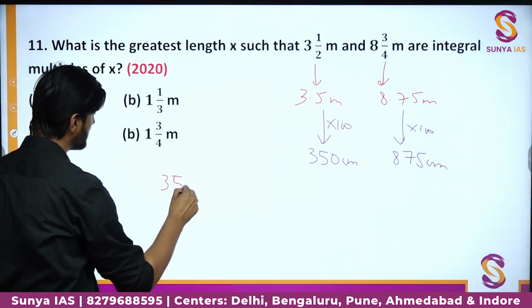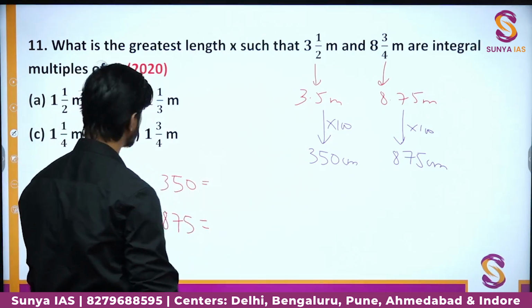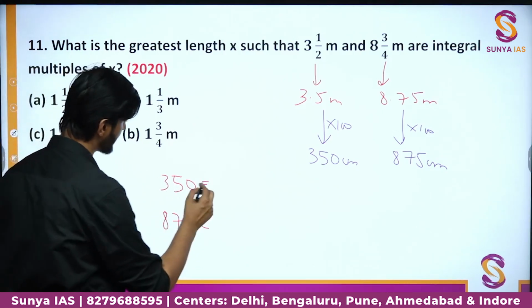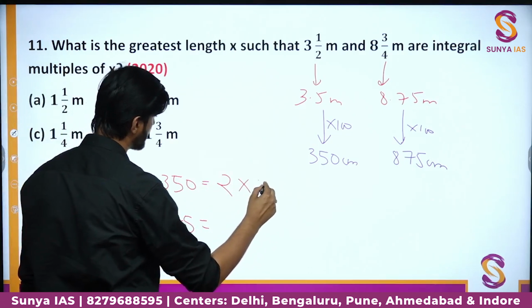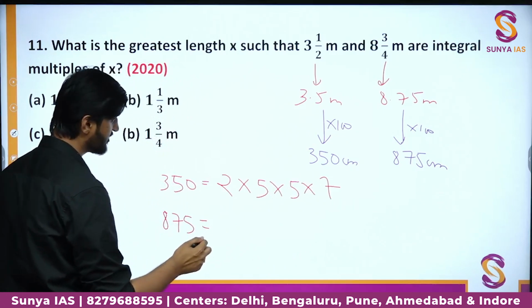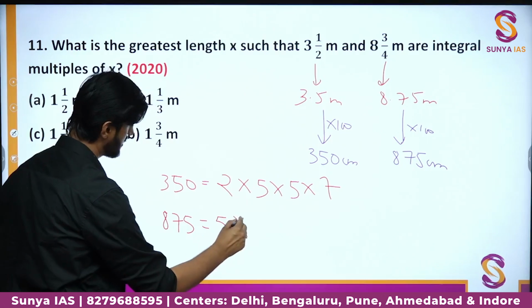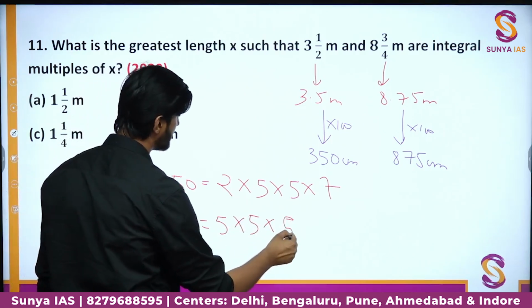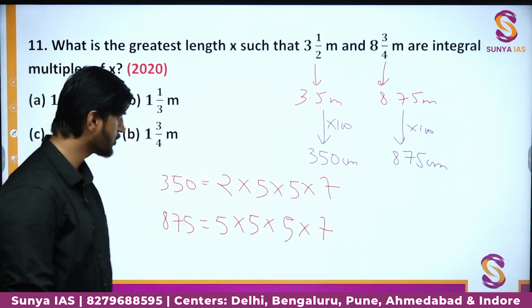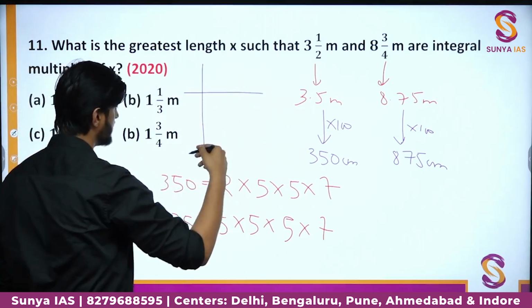What are the factors of 350 and what are the factors of 875? So, the factors I guess are coming out to be how much? Can you tell me? The factors are coming out to be, here the factors will be 2 into 5 into 5 into 7. Here the factors will come out to be how much? I guess they will be 5 into 5 into 5 into 7, right. So, this is it. You can also take the factor. I will just show you how we calculate factors in a brief moment of time.